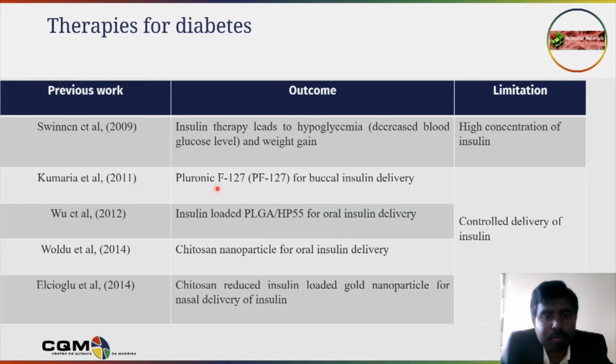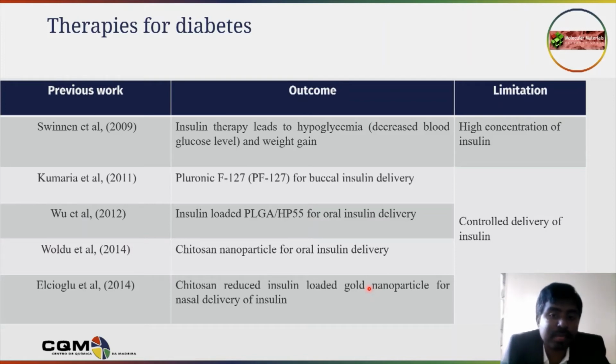For example, pluronic F127 for buccal insulin delivery, insulin-loaded polymeric nanoparticles for oral insulin delivery, chitosan nanoparticles for oral insulin delivery, and chitosan-reduced insulin-loaded gold nanoparticles for nasal delivery of insulin have been used for the controlled delivery of insulin. Until now, all the nanoformulations have been used only for controlled delivery of insulin. This type of treatment can be useful only for type 1 diabetes.